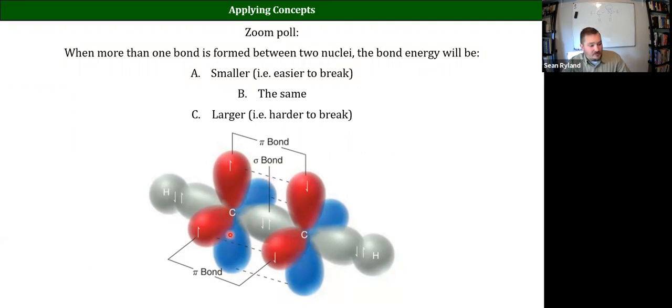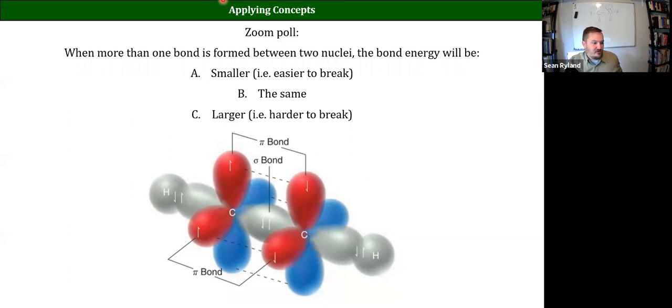But those pi bonds do break easily compared to a single bond. And that's one of the reasons why acetylene burns at a higher temperature than ethane. Ethane's natural gas. We don't use ethane or methane, which is also natural gas, as a welding gas because it doesn't burn quite as hot.